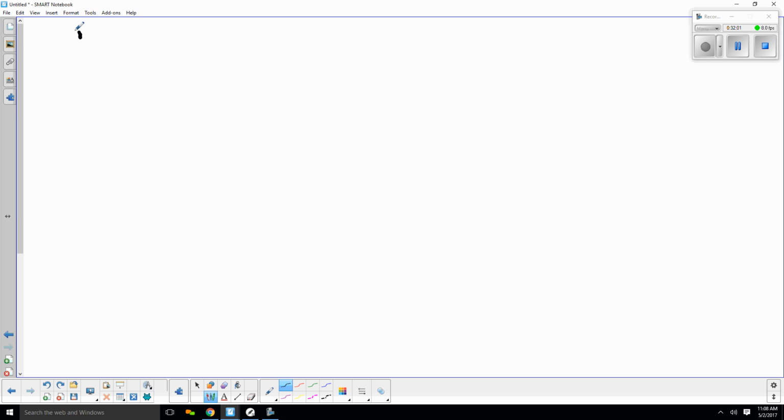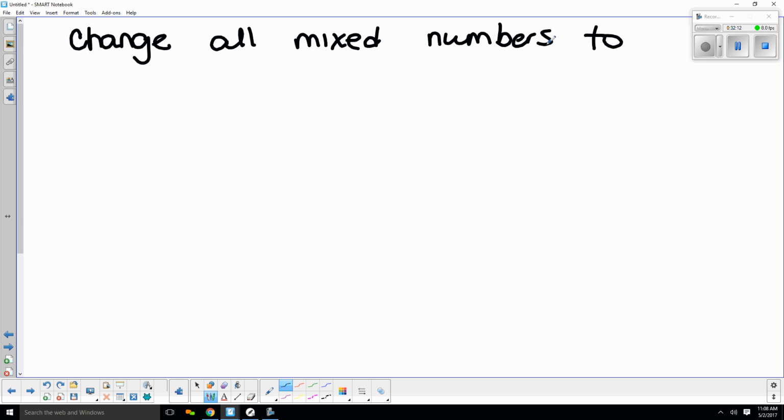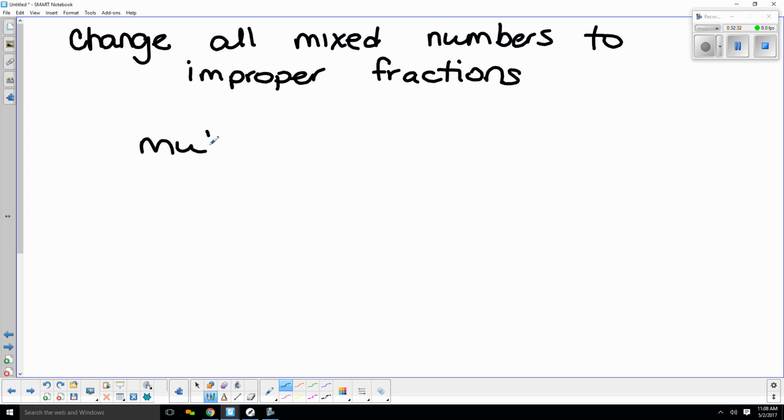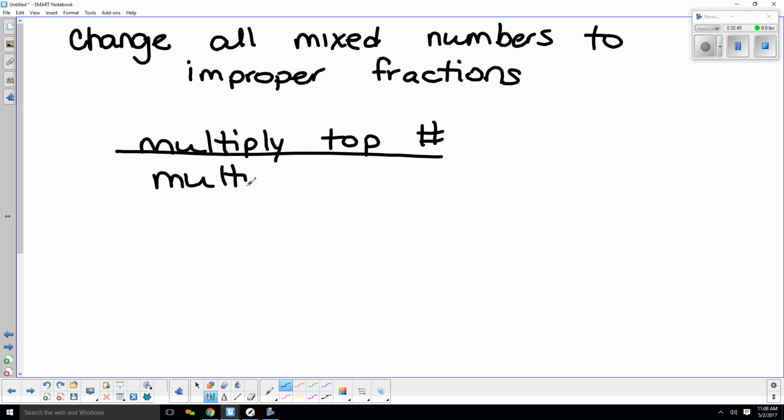Up at the very top, you need to put change all mixed numbers to improper fractions. Before you can multiply or divide fractions, you have to change all mixed numbers to improper fractions. You have to. Then it says when multiplying fractions, you're going to multiply your two top numbers. You're going to multiply your two bottom numbers.